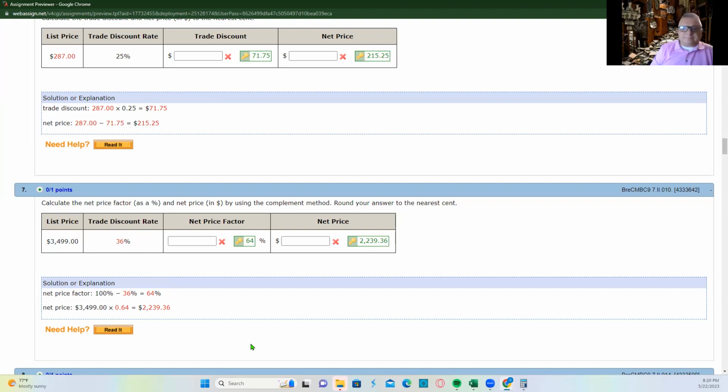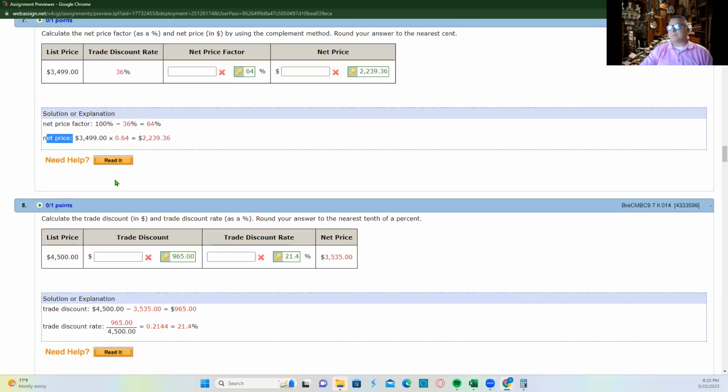What do you think, Kelly? This is not too bad so far. This is where it's going to move. I'm moving pretty quickly here. I just want you guys to kind of know what net price factor means, net price means, trade discount, all those terms, because they're going to come into play here pretty quick.